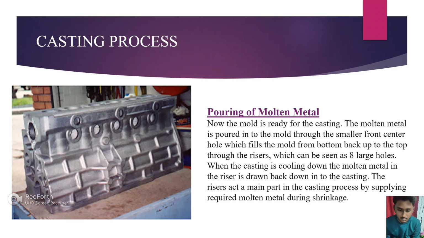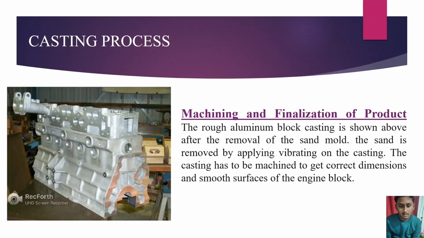The molten metal is poured into the mold through the smaller front center hole, which fills the mold from the bottom back up to the top through the risers, which can be seen as 8 large holes.